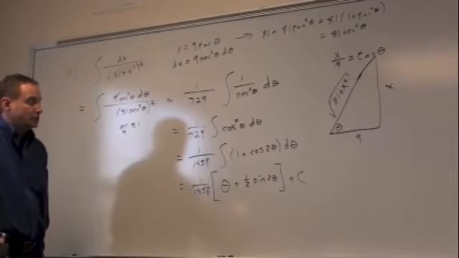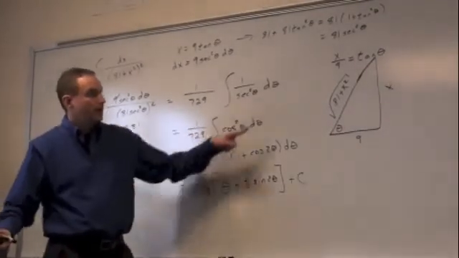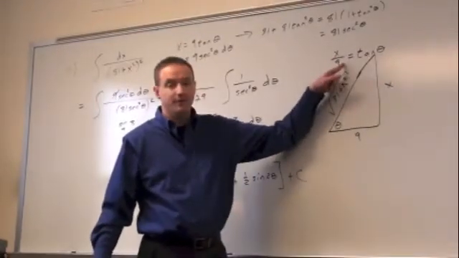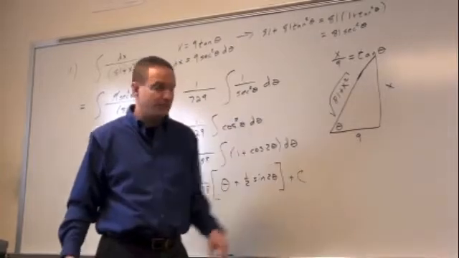Now, I go back into my problem and I can say, well, okay, what is theta then? I know that the tangent of theta is x over 9, so theta is going to be the inverse tangent of x over 9.